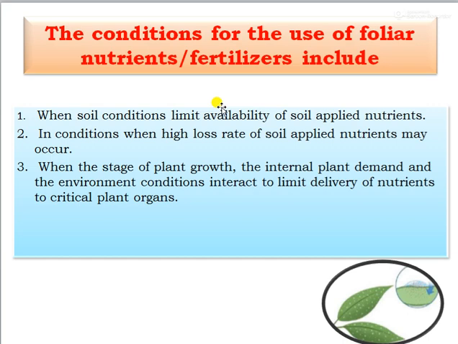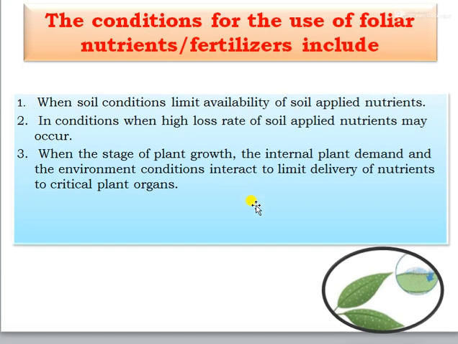The conditions required to use the foliar feeding or foliar nutrients or fertilizer include: when the soil conditions limit the availability of soil applied nutrients; when conditions with a high loss rate of soil applied nutrients may occur; and when the stage of crop plant growth, the internal plant demand and the environmental conditions interact to limit the delivery of the nutrients to the critical plant organs. These are the three conditions required to use the foliar nutrients or fertilizers.